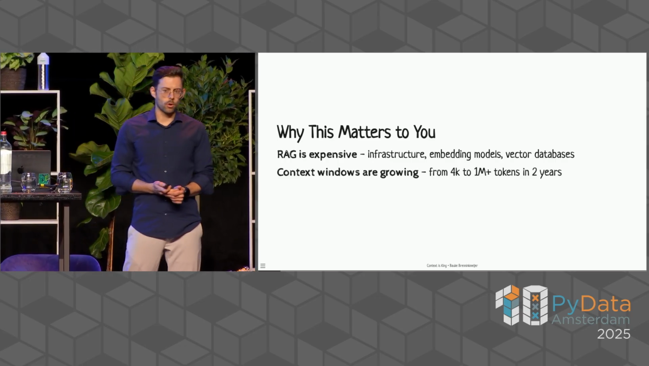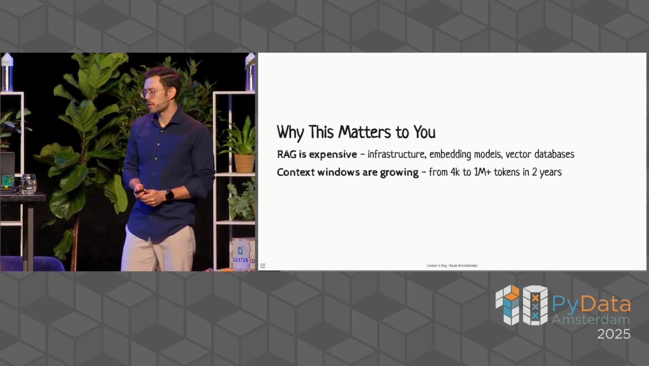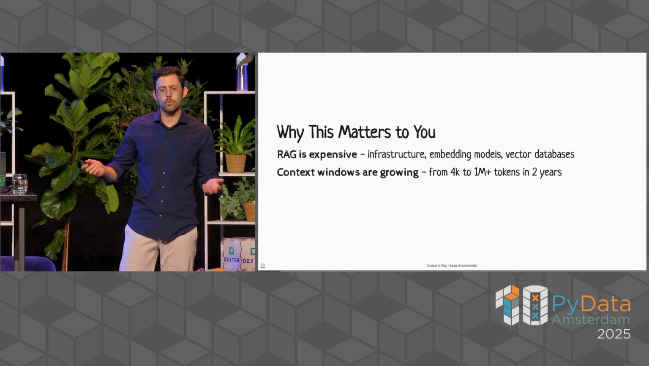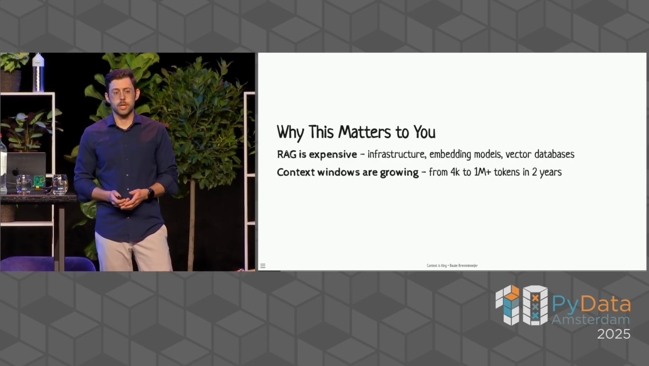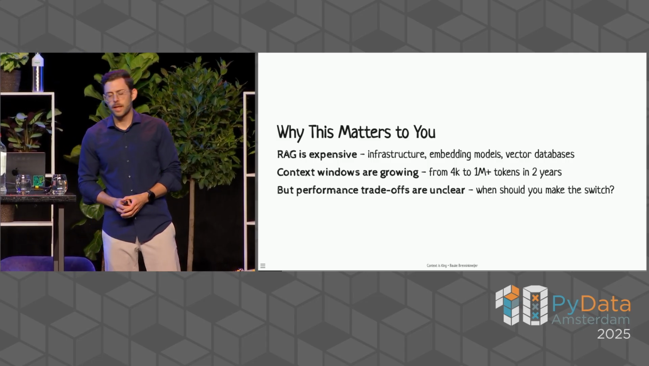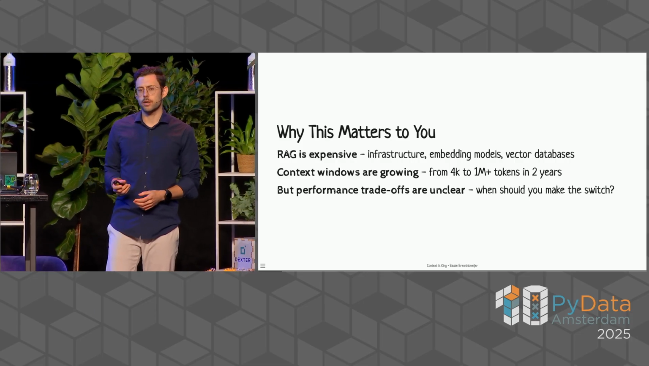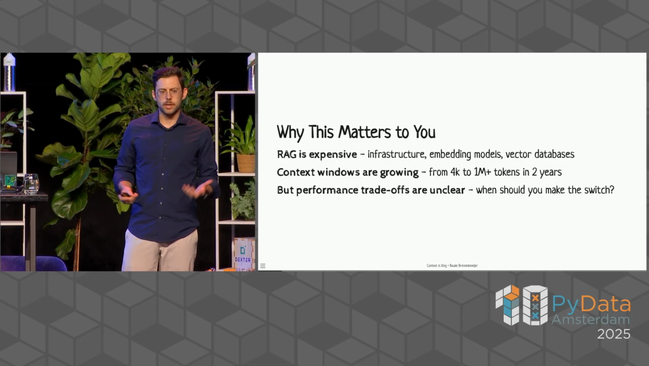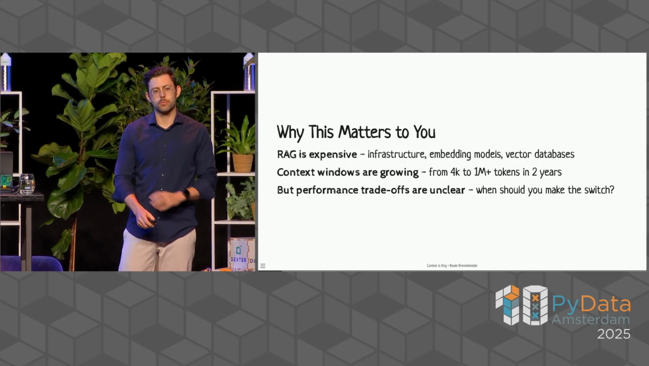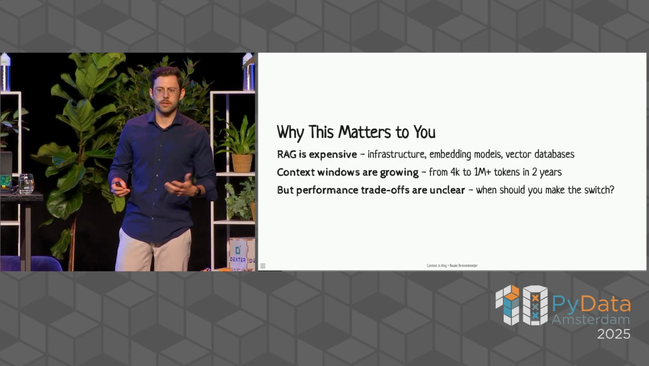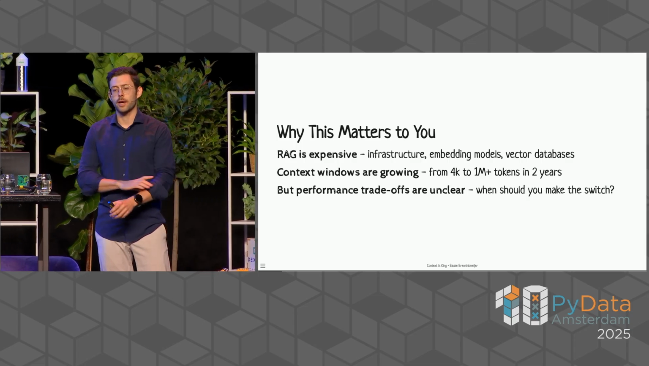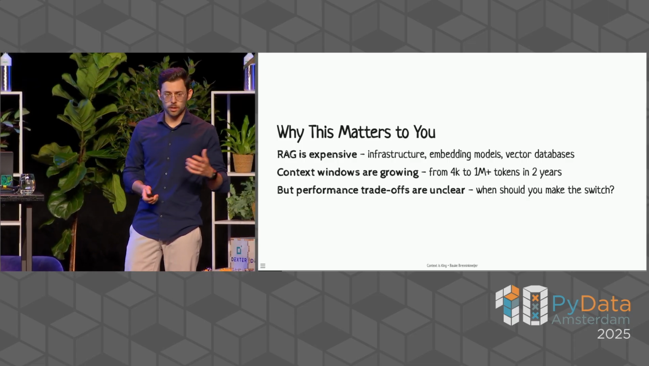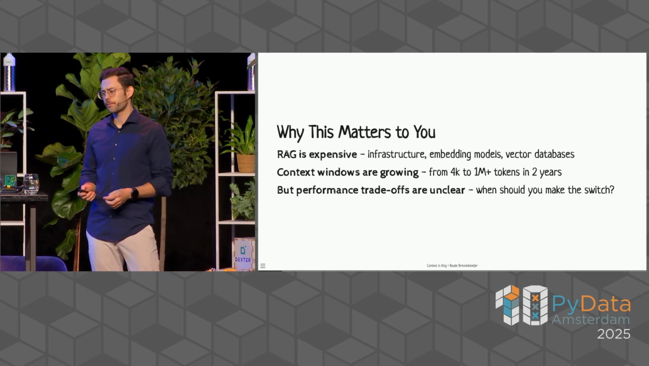And context windows are growing, obviously. In the last 2 years, they've gone from 4,000 tokens to over 1 million. So we don't know where they will be in another 2 years, but chances are they will be higher than what they are today. And the issue is that the performance trade-offs are not clear. So we have models that go to 1 million. What does that mean? Because everyone that has worked with long context models for more than 2 seconds knows that they don't really work that well if they are used for longer. So where's that threshold where we start to see them fail?